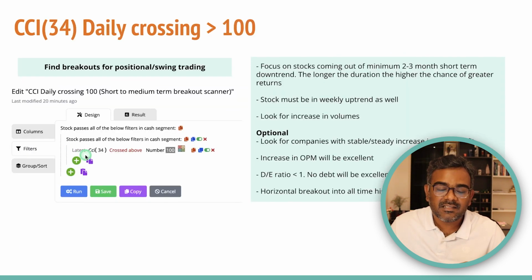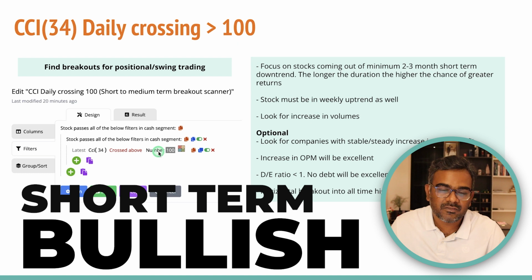It has the latest CCI 34 crossed above 100, which means I'm looking at a daily chart, and probably at the last 34 days. We have 20 working days in a month, so probably the last 2 months' trend I'm looking at. I'm looking at whether the stock is breaking out, or about to break out, and is entering bullish territory on the daily charts for the last few months.